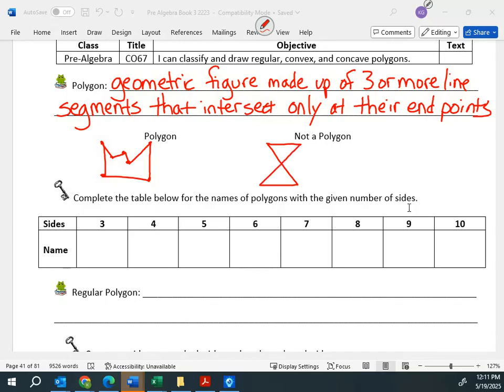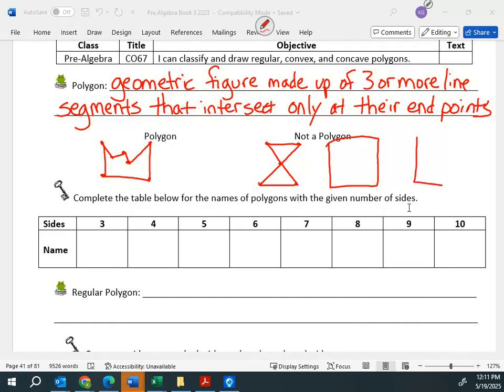is not a polygon, but they're all straight lines. It's closed up. Why would that not be a polygon? Ruby? Yeah, they're intersecting in the middle, not just the endpoints. Why would that not be a polygon? Alan? There's a curved line. It's a curved line, right? So it's not an actual line. It's not a line segment. Line segments have to be straight.